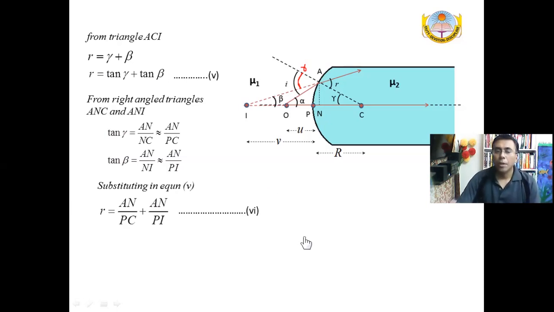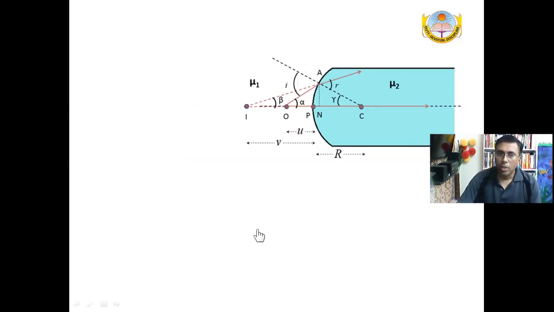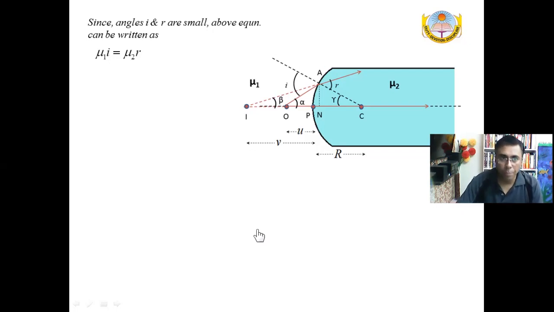Now again we apply Snell's law. The refractive index of the denser medium with respect to the rarer, that is mu2 upon mu1, equals sin I upon sin R, or mu1 sin I equals mu2 sin R. The same thing can be written as mu1 I equals mu2 R, because I and R again are small angles. This becomes equation number 7.